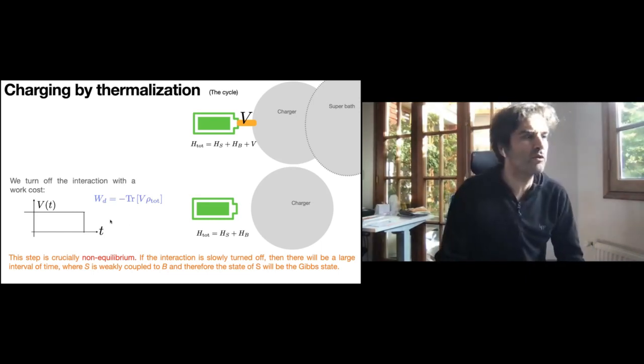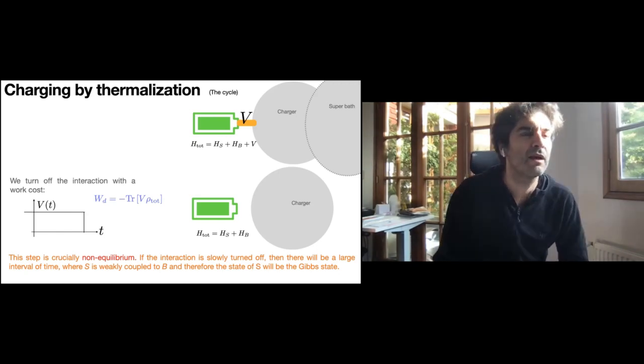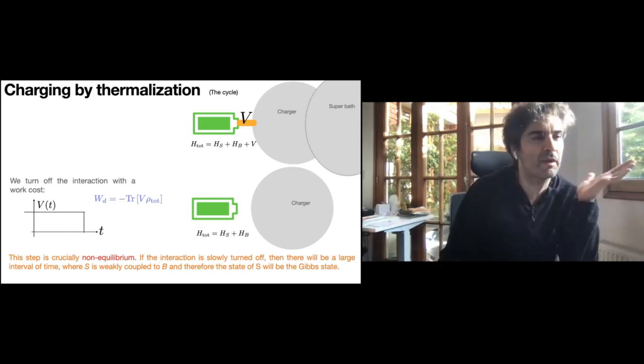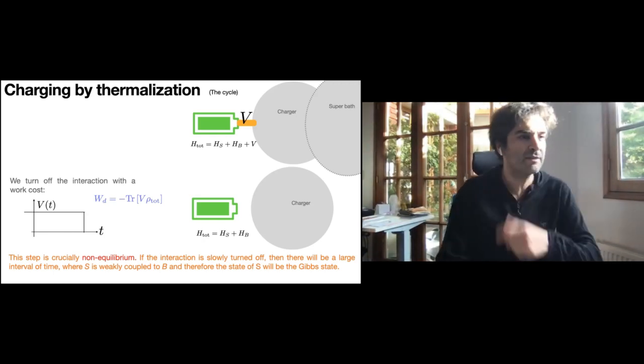It is important to do it very fast, because if one turns off this interaction slowly, at some point the interaction will be weak, and therefore the battery will be in the Gibbs state. And if it is in the Gibbs state, that state is passive. We cannot extract the energy, right? So we have to do it fast.